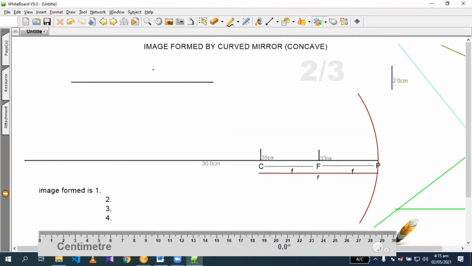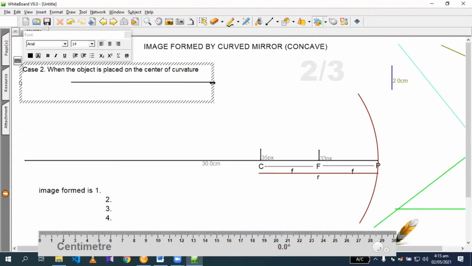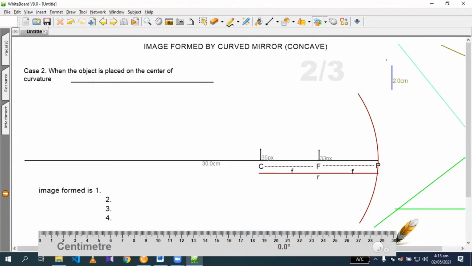When the object is placed on the center of curvature. So now let's bring our object. Where's our object? Okay, this is the object. We are bringing the object to the center of curvature. Now let's bring in the first ray. This is the object, and now the first ray of light is in the mirror.